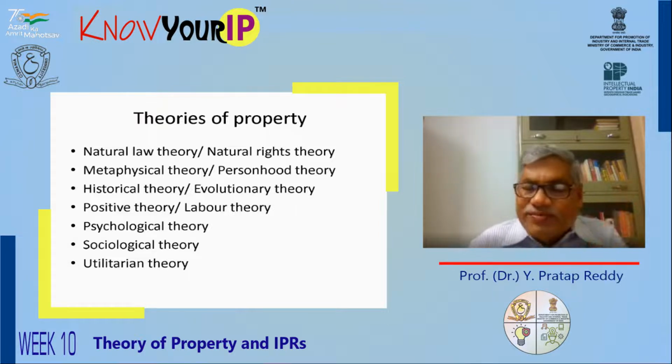That is, property is essential for the development of personality. That is why we say, even to stand on this earth, a square foot of property is required. How is it possible to live without property? How is it possible to have livelihood without property? How is it possible to have comforts or consumable goods without property? That is why, in the personhood theory or metaphysical theory, there is no meaning to liberty without property. Property is essential for the development of personality. This is how the theory has been developed. The approach was metaphysical.